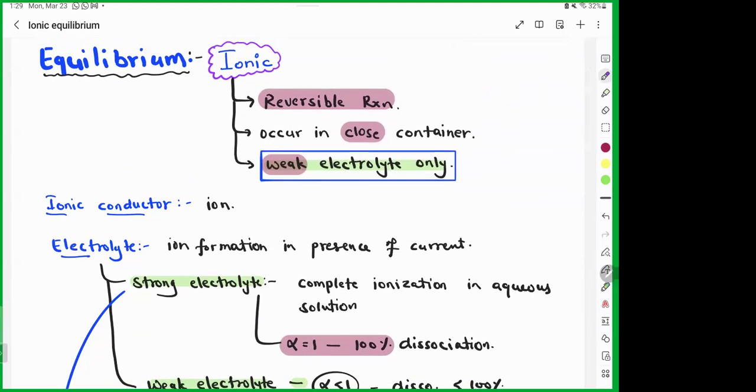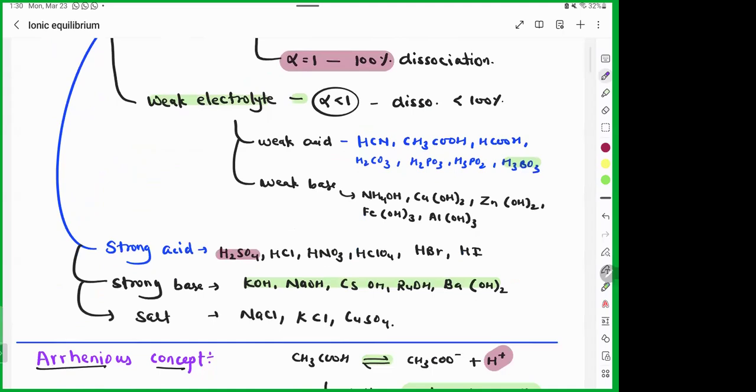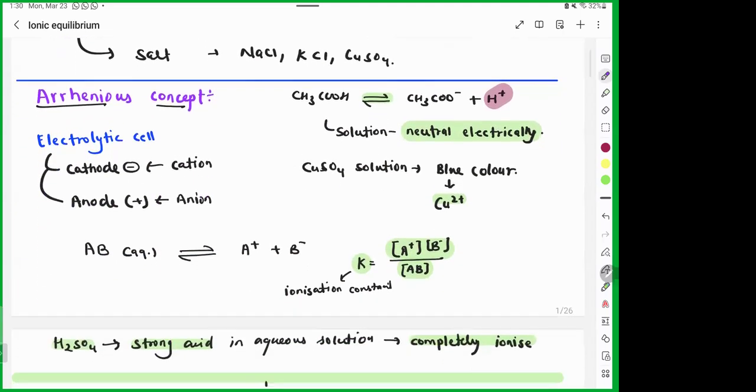No, no need to write. Ionic equilibrium is applicable only for a reversible reaction. For irreversible, you can't apply. It can happen in a closed container, because in an open container there will be an irreversible reaction. Irreversible reaction means equilibrium cannot happen. And ionic equilibrium applies only to weak electrolytes. For strong electrolytes we don't have any use. You know electrolytes are of two types. Strong electrolyte has 100% dissociation. Weak electrolyte means dissociation is less than 100%.